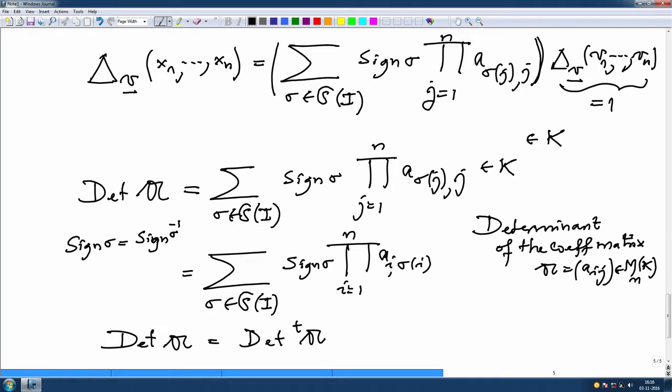So we only have to prove the existence of delta V and the uniqueness of delta V. Uniqueness is clear, because on any tuple this value is determined by this formula, since the value on the basis is 1.